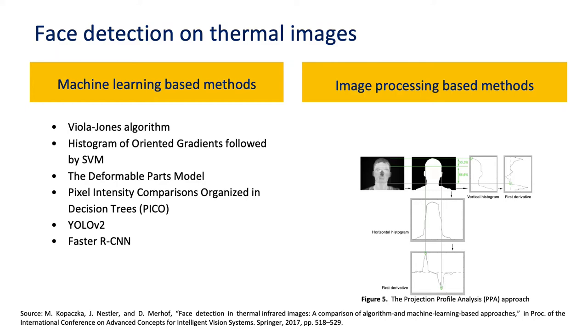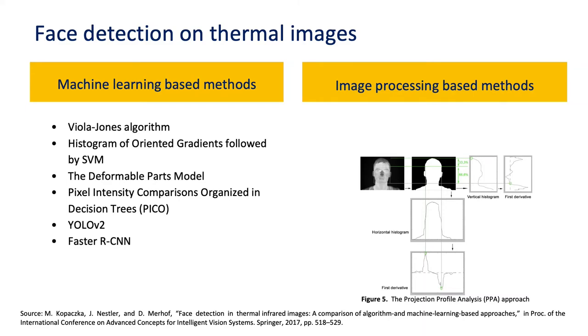There are also deep learning models for thermal face detection that were trained using transfer learning. For example, Faster RCNN is a deep learning network based on a region proposal network and is known as very highly efficient but computationally costly. And YOLOv2 is a deep learning model that can predict multiple bounding boxes and object classes in real time.